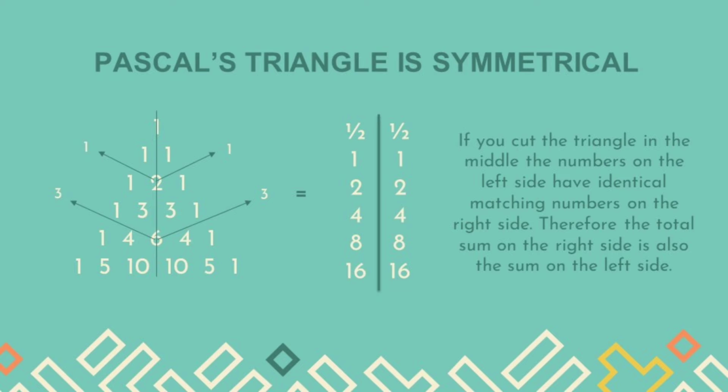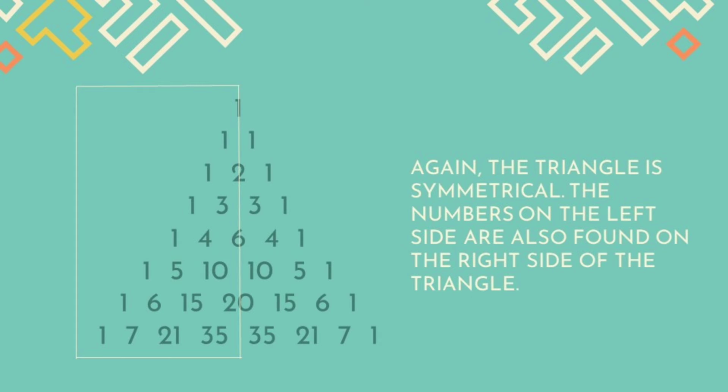Pattern number 2. If we cut the triangle in the middle, the numbers on the left side have identical matching numbers on the right side. Therefore, the total sum on the right side is also the sum on the left side. Again, the triangle is symmetrical. The numbers on the left side are also found on the right side of the triangle.